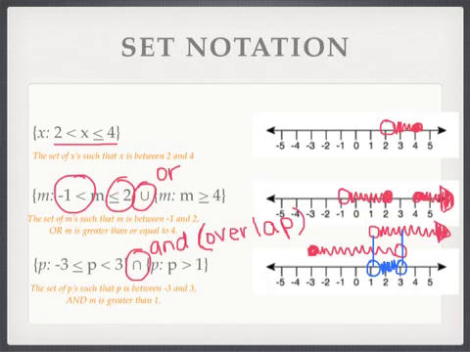Does that make sense? So really the big thing to get is, are you just plopping both of them on a number line, or are you finding the intersection? Okay? So and means you're looking for overlap, or means you're just tossing them both on there. Okay?